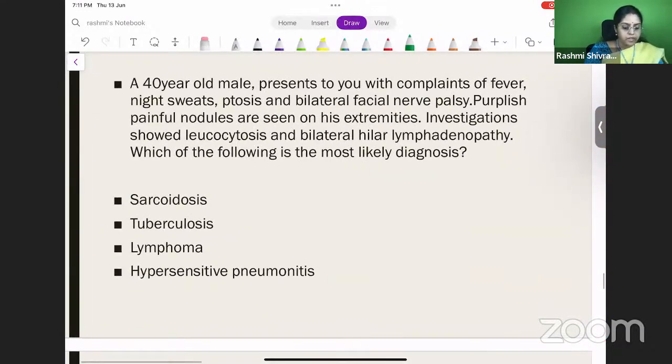A 40-year-old male presents to you with complaints of fever, night sweats, ptosis, and bilateral facial nerve palsy. Purplish painful nodules are seen on his extremities. Investigations showed leukocytosis and bilateral hilar lymphadenopathy.